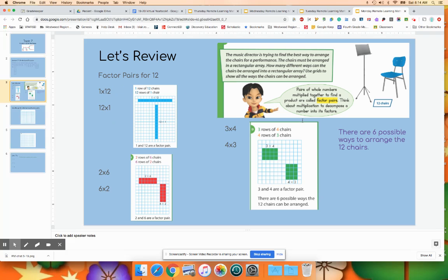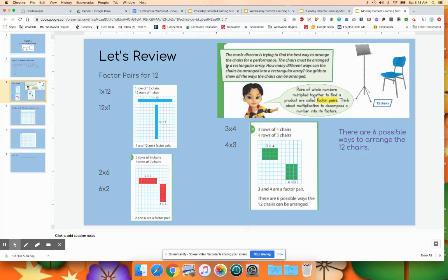So let's look at this one with a little bit of a word problem. Oftentimes, if you get a word problem with factor pairs or factors, they're going to give you an auditorium with seats, or you have to arrange rows and columns of seeds in a garden. Oftentimes it is in relation to some sort of array.